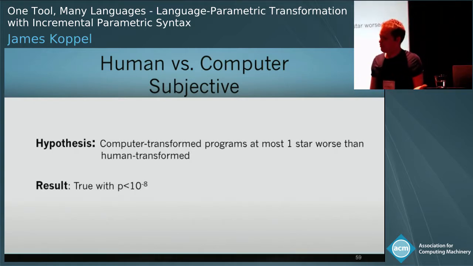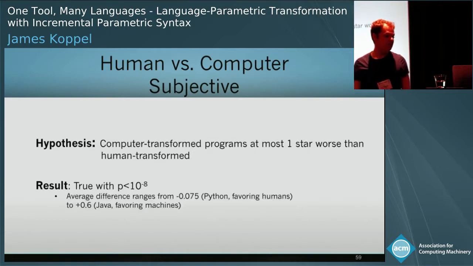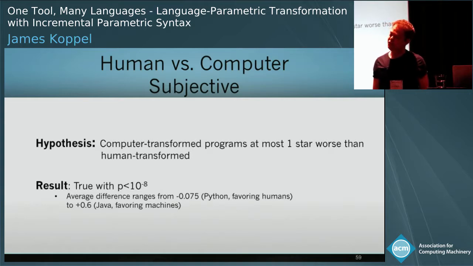This hypothesis was clearly far too weak because actually we found that overall the computer-transformed ones rated slightly higher than the human ones. We're not sure why.